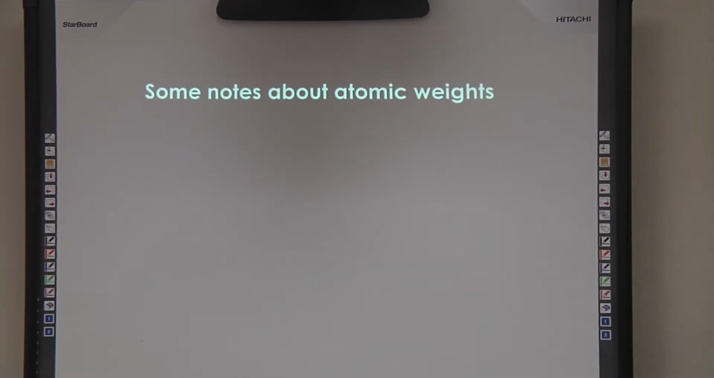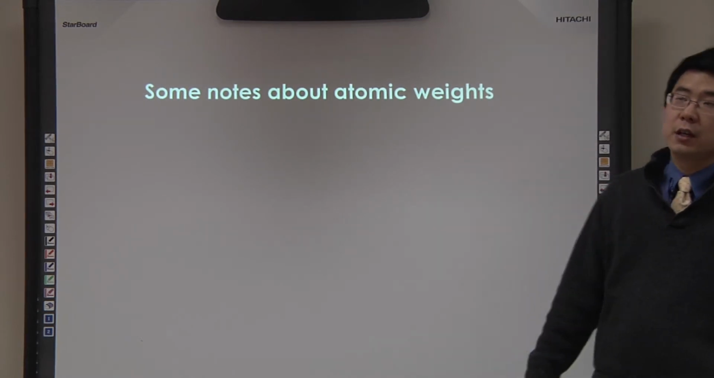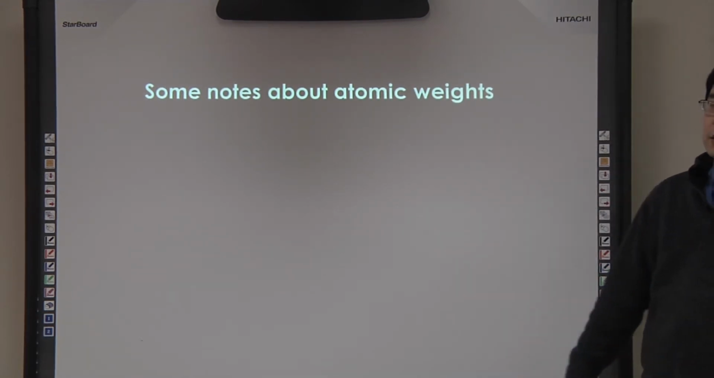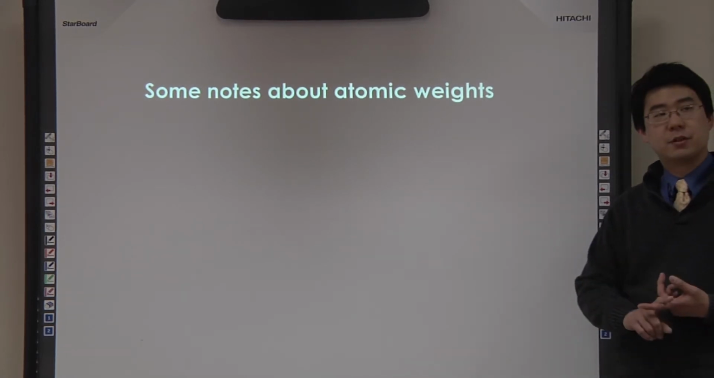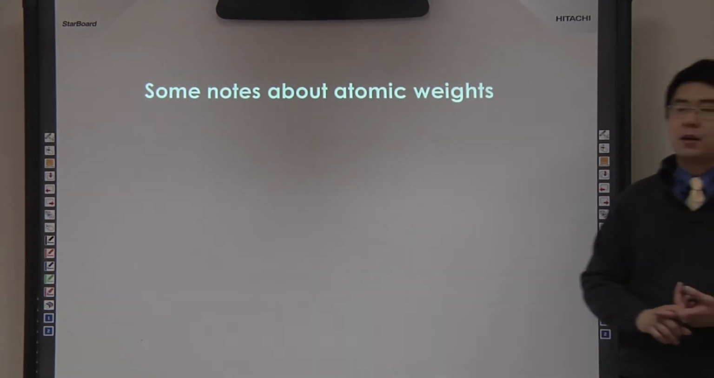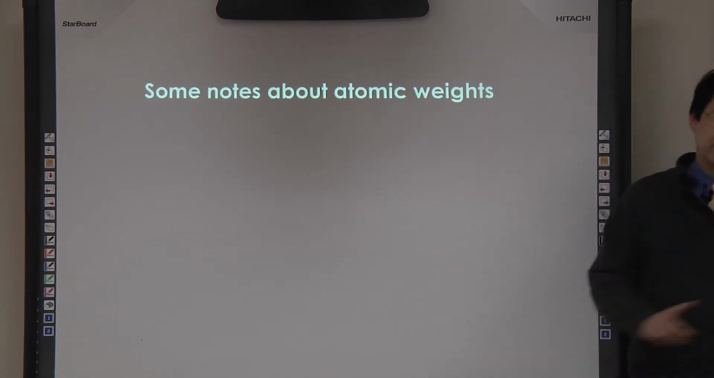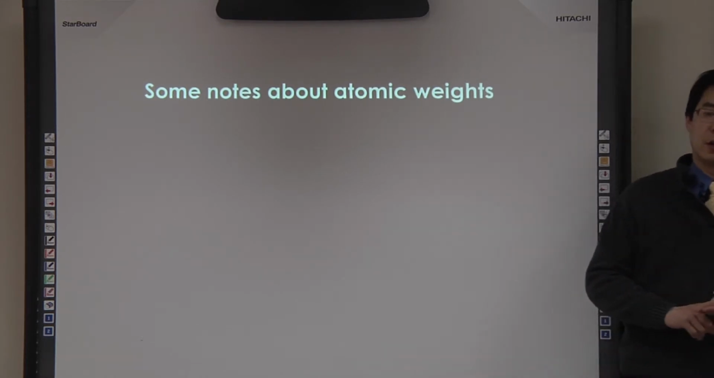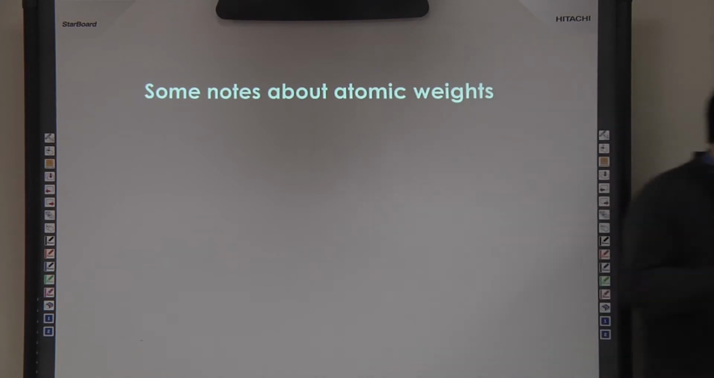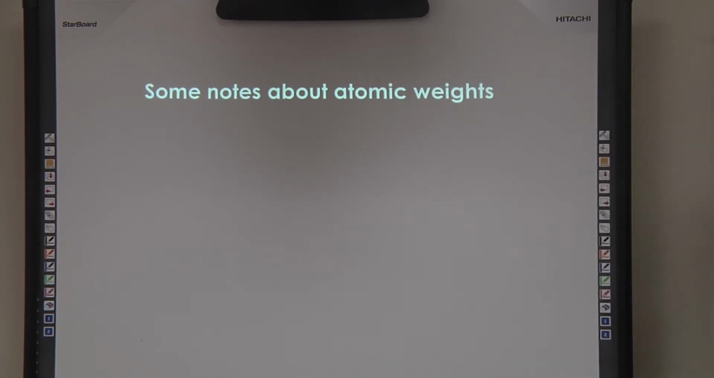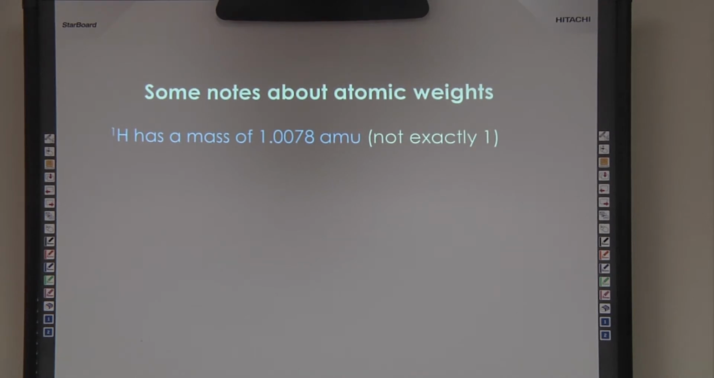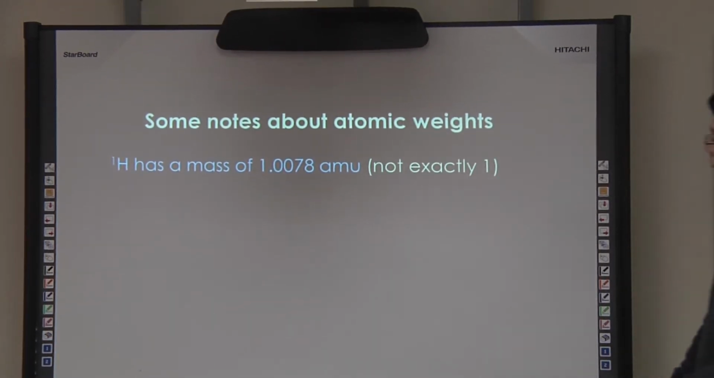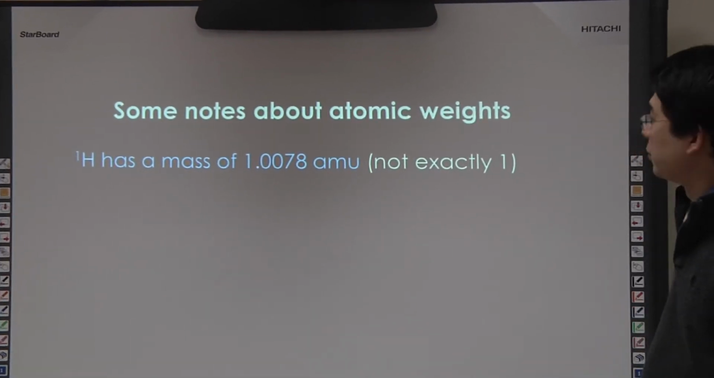So when we get started, the first thing we're going to learn about is atomic weights. Now we've learned in an earlier chapter about mass numbers, right? And so mass numbers are the sum of the number of protons plus the number of neutrons in the nucleus of an atom. And the mass number gives you some indication of the weight or the mass of an atom. But it turns out that the mass number is just an approximation.